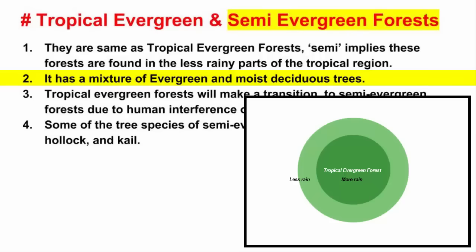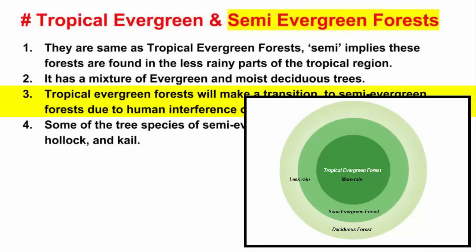And you can clearly see that the semi-evergreen forest is basically a central boundary between the evergreen forest and deciduous forest. Or in other words, we can say that the evergreen forests will degrade to semi-evergreen. It could be due to human interference or less rainfall. It's like a descending order of a forest cover.